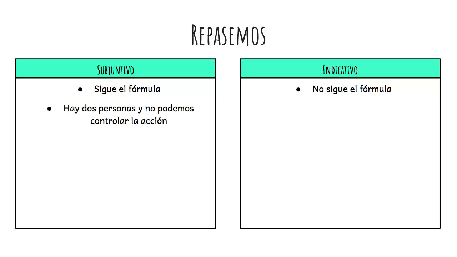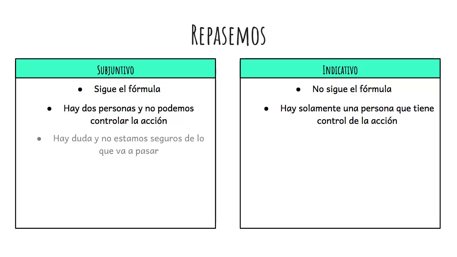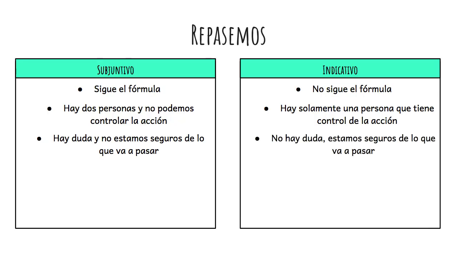For the subjunctive, there are two people and we cannot control the action that is going to occur. However, in the indicative, if there's only one person, we have control over whether or not that action happens. And lastly, in the subjunctive, there is doubt or we are not sure of what's going to happen. In the indicative, there is no doubt and we are sure of what's going to happen, and therefore we use the indicative rather than the subjunctive.